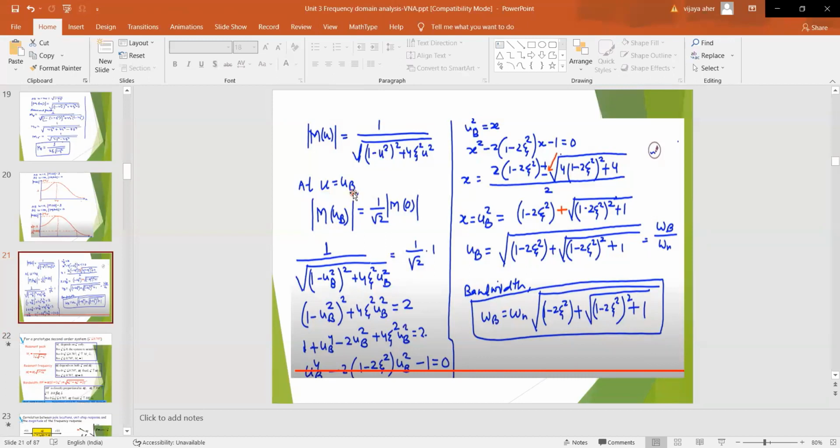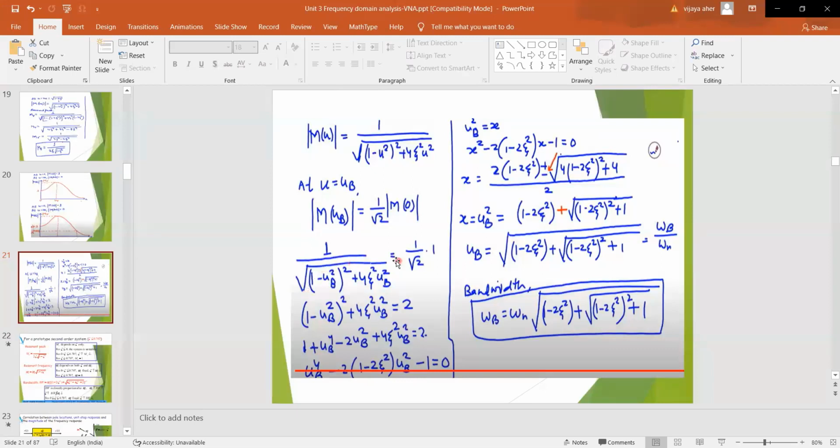This is the derivation in order to get the equation for bandwidth. So I have taken u equal to ub. The magnitude of M(ub) is equal to 1 divided by root 2 times the magnitude M(0). So what is this M(0)?